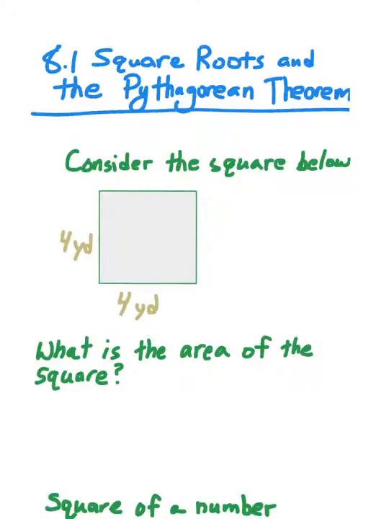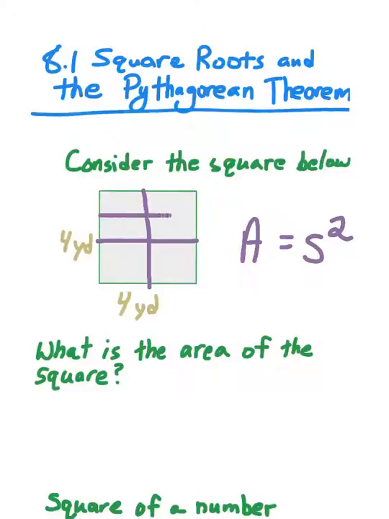This is a lesson on square roots and the Pythagorean theorem, and let's start this lesson by considering this square that is a 4-yard by 4-yard square, and let's think about what the area of that square is. Area is the number of square units on the inside of the square. I think most of you know that the area of a square is equal to side squared. That would make sense here if you think about it, I could break this into the following diagram that would really show this.